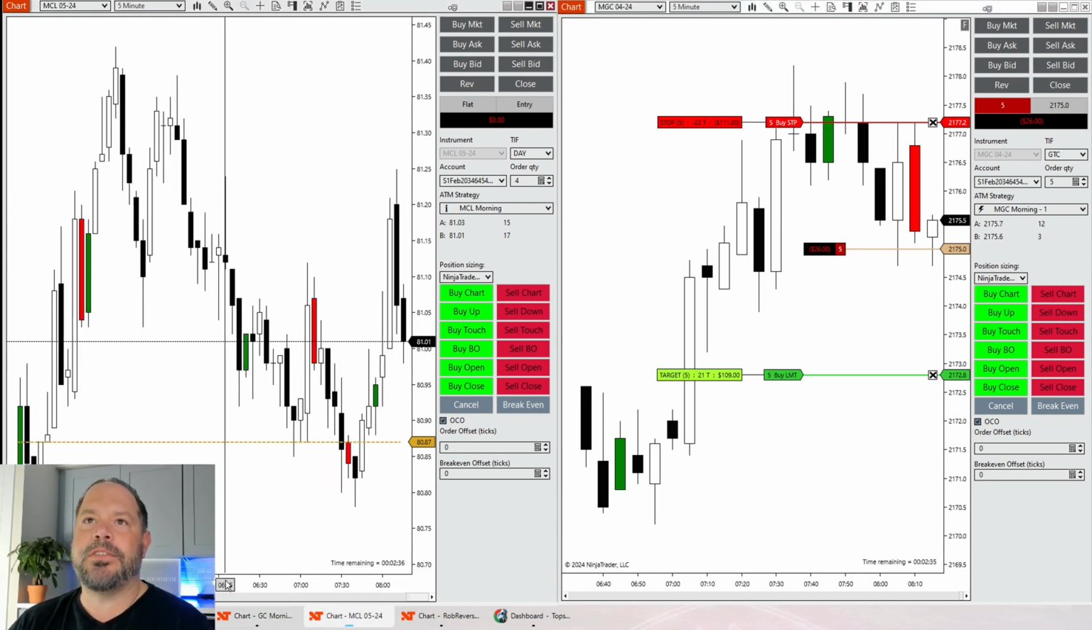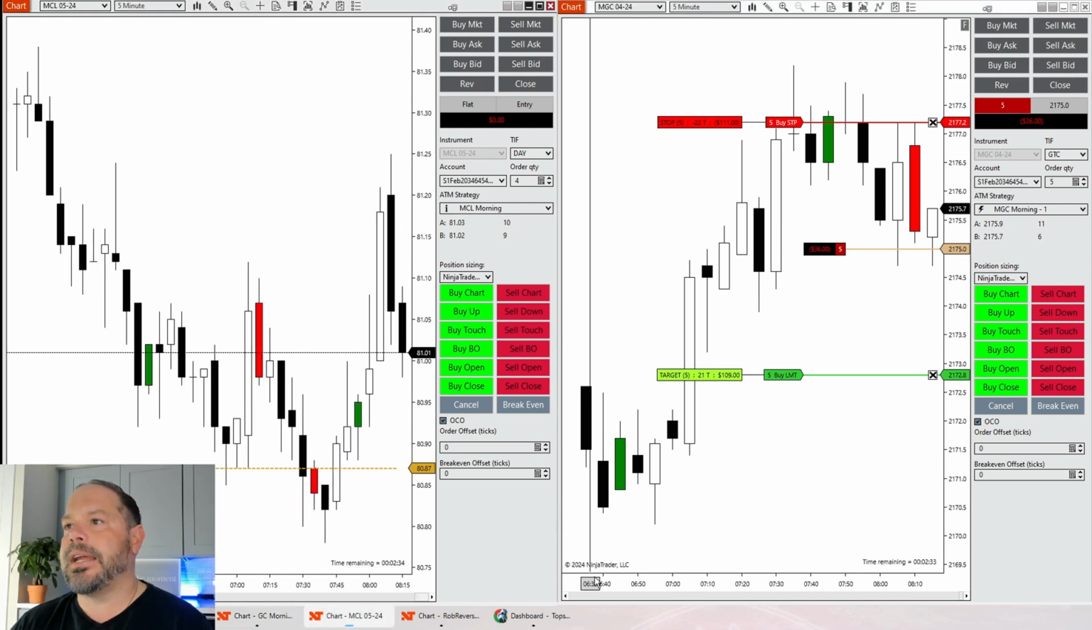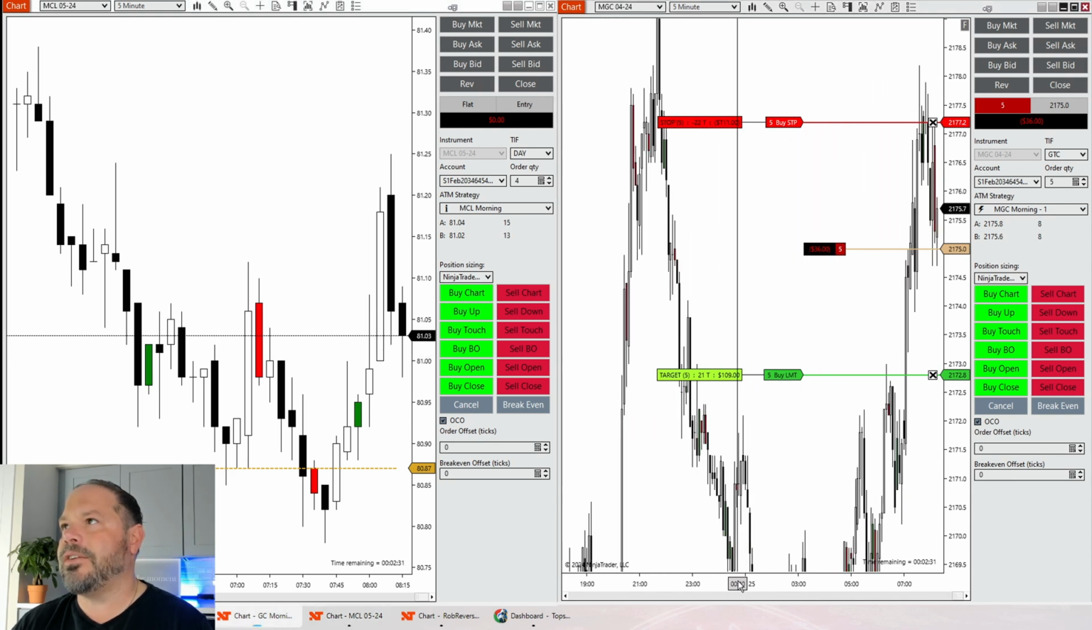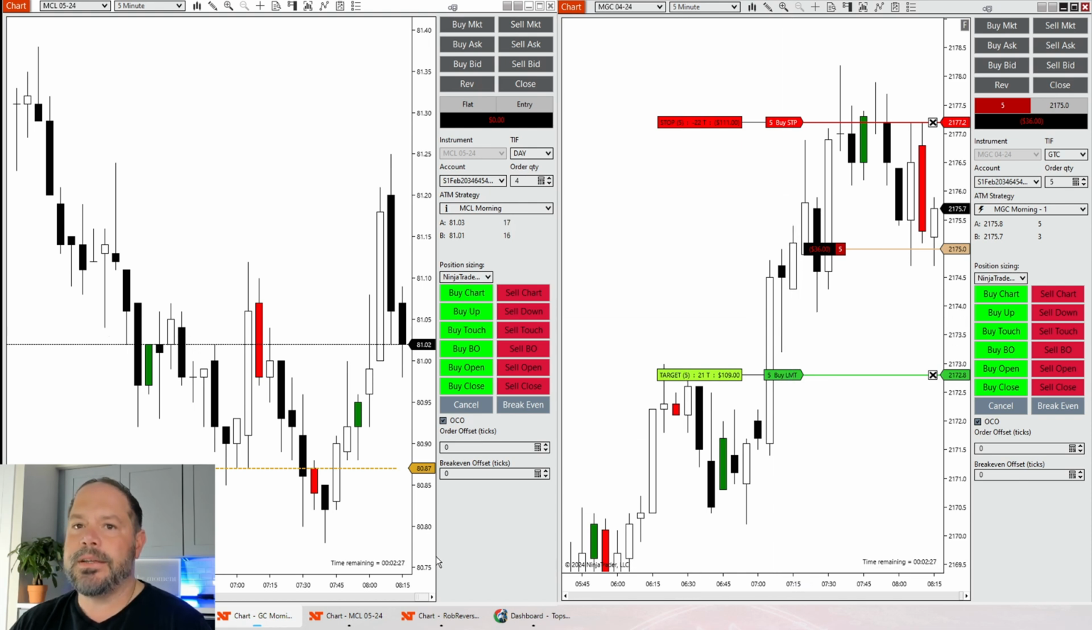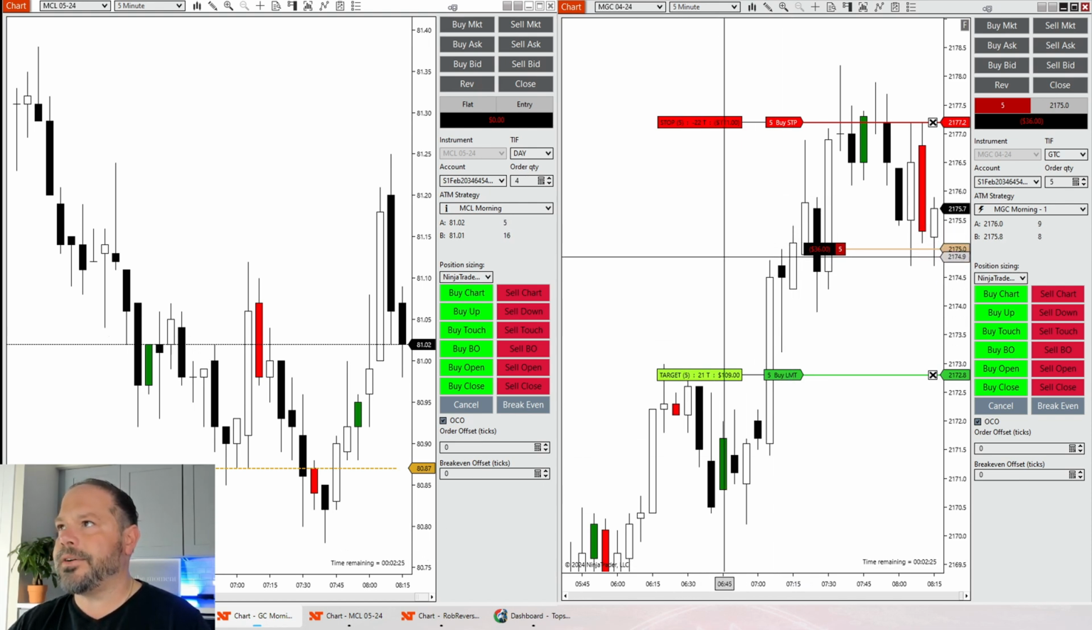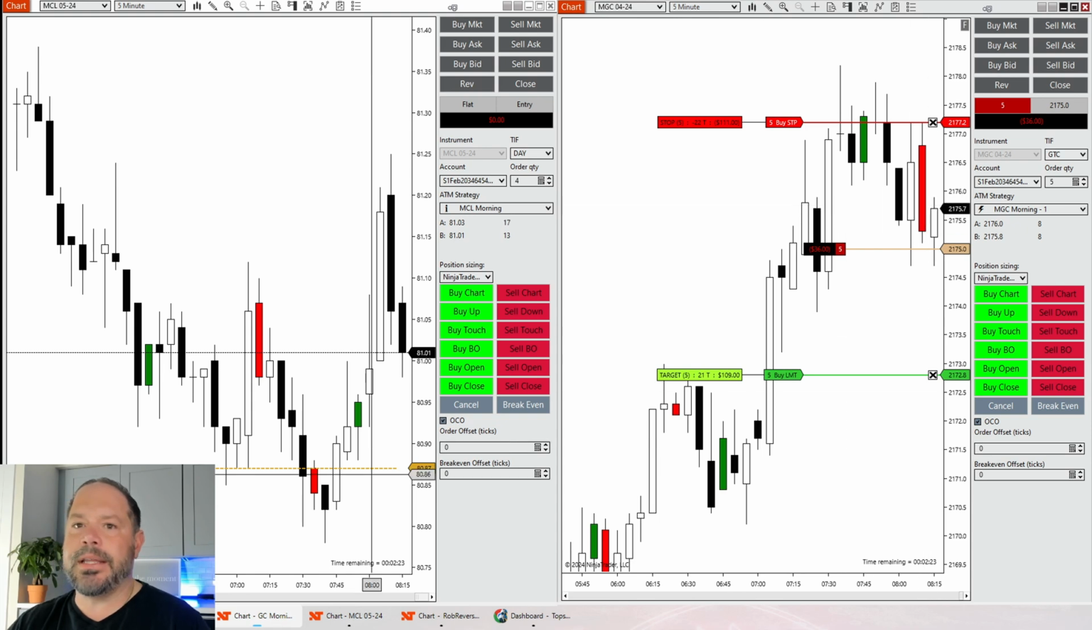Oil has pretty much just been ranging here, and I actually believe that gold has been on an uptrend here this morning. So we'll monitor this trade, but right now we are in the red on this gold trade.